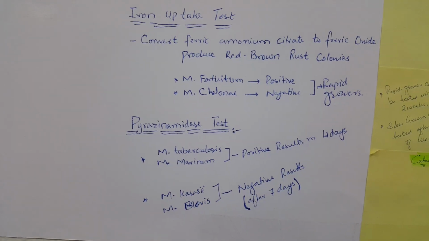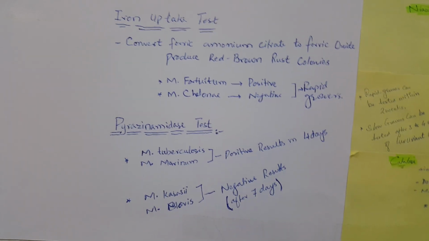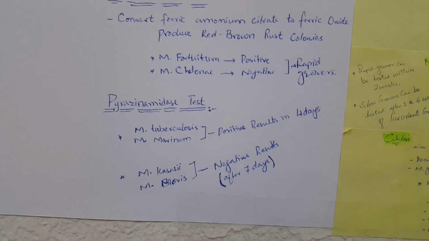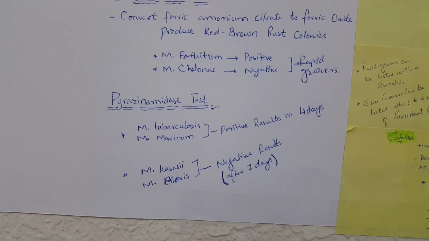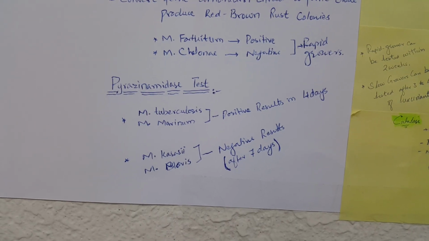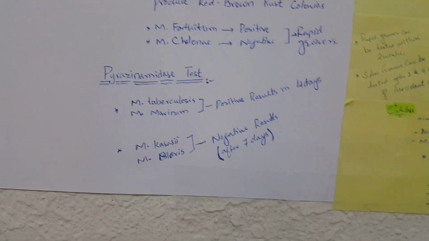Further, the pyrazinamide test is also a very useful test. In this test, we can differentiate Mycobacterium marinum and tuberculosis, which are positive in 4 days, from M. kansasii and bovis, which are negative in 7 days.